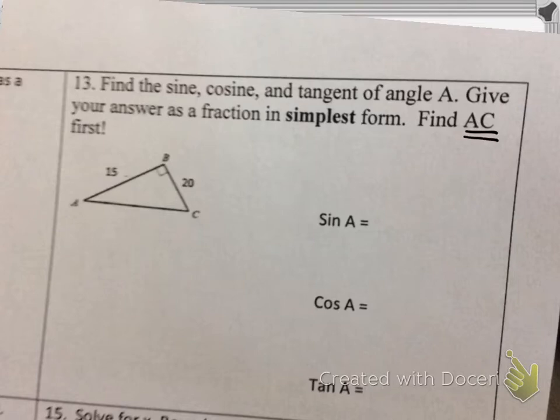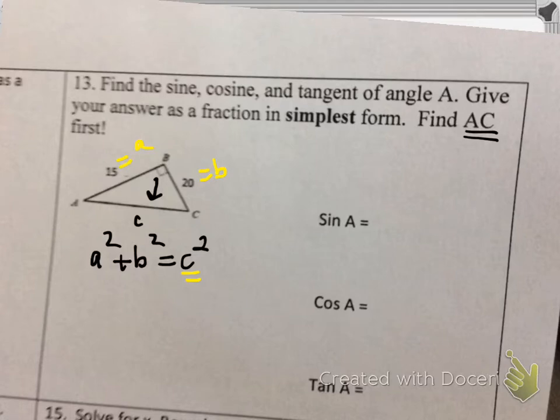So to find AC, I would label this as C, our hypotenuse, using the Pythagorean theorem, a squared plus b squared equals c squared. The reason I labeled it as c is because it was across the 90, so it's the hypotenuse c. I'm going to label 15 as my a and 20 as my b. It doesn't matter what you write as your a or b. What matters is your c.